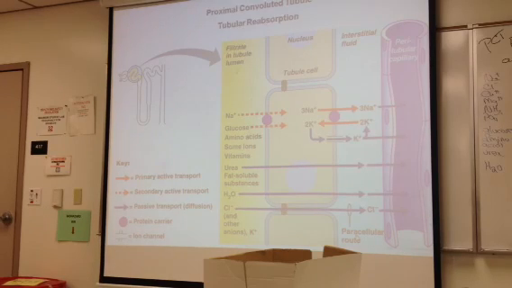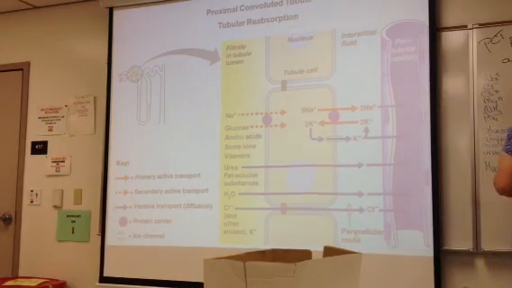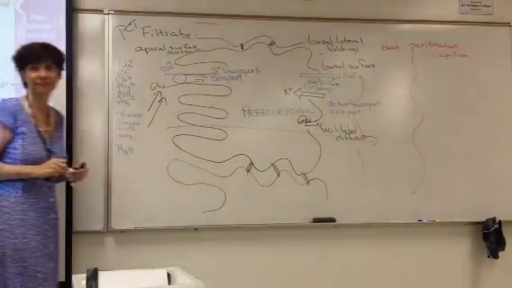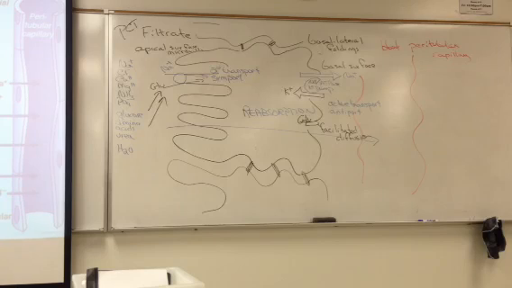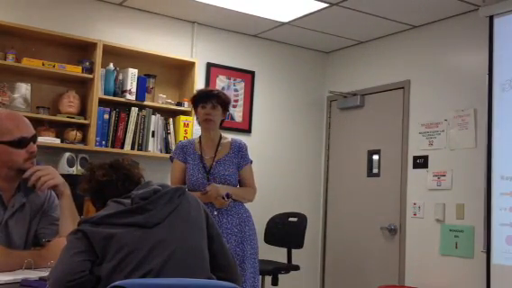Because we're going from filtrate to blood, this direction of movement is reabsorption. Unless glucose levels are really, really high, all of the glucose and all the amino acids will be reabsorbed from the filtrate of the proximal convoluted tubule.